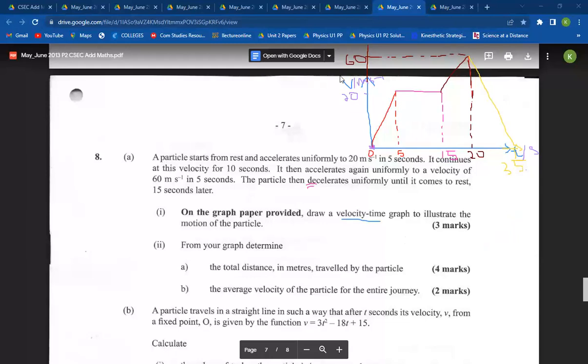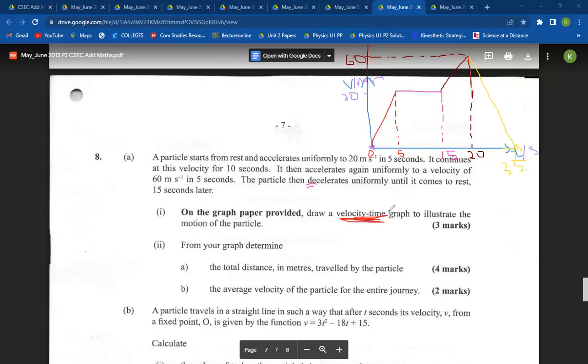For these questions, it's always important for you to note what type of graph you are dealing with. We are dealing with a velocity time graph. That's why I had key features for you, all the key features that you need to know about each graph. Because this is a velocity time graph, and they want me to find total distance, I know that to find the total distance, it's the area under my velocity time graph. That's why it's important to know the key features, right?